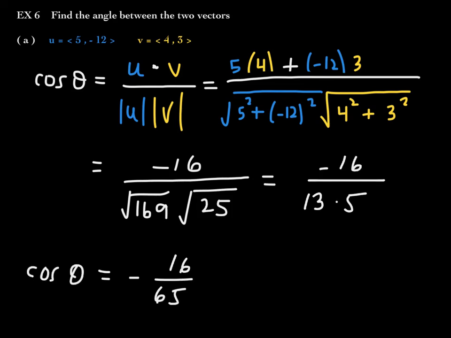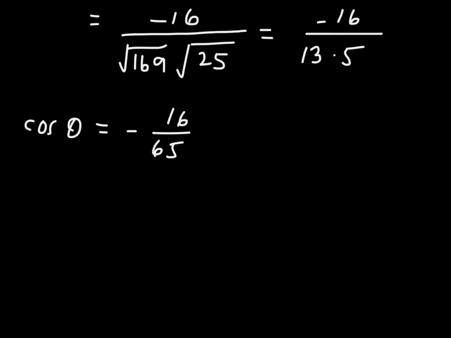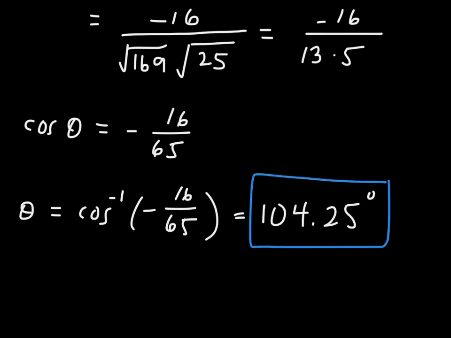Cool? All right, now we can use an inverse trig function to say that theta, which is the angle between my two vectors, is equal to inverse cosine of negative 16/65, which I'm getting approximately equal to 104.25 degrees. I just rounded to the nearest hundredth, okay? So this, ladies and gentlemen, is the angle between those two vectors. Isn't that great? And it is obtuse, right? It's more than 90 degrees, just like we predicted.